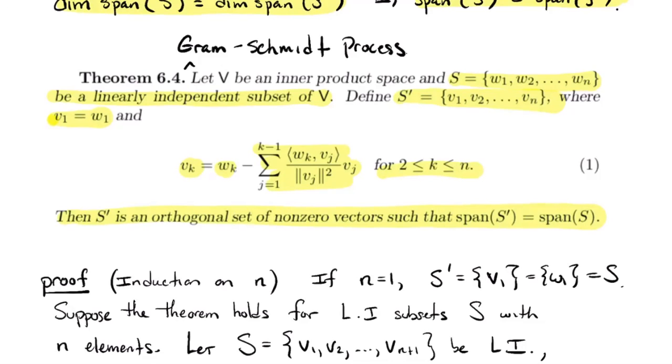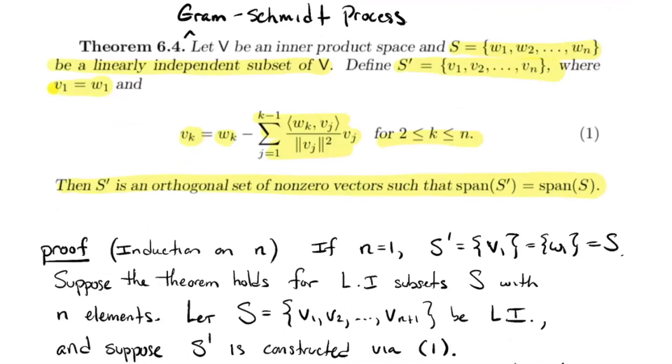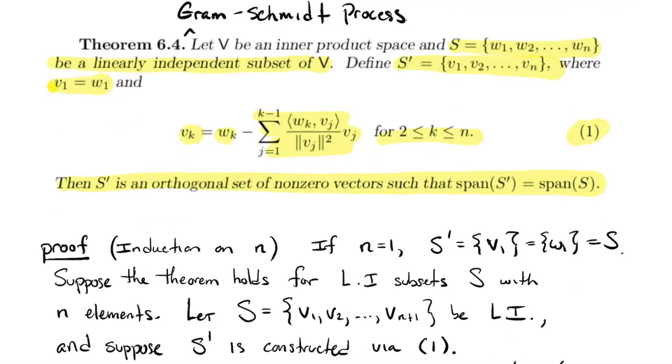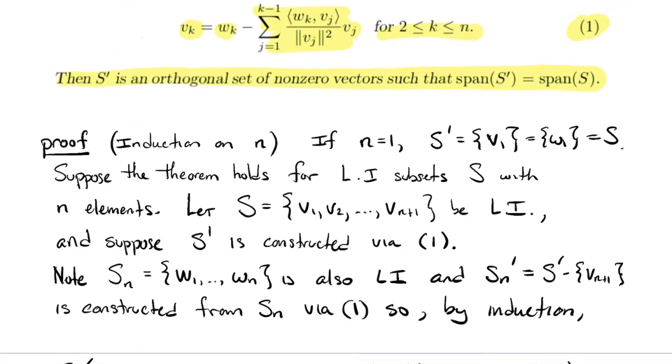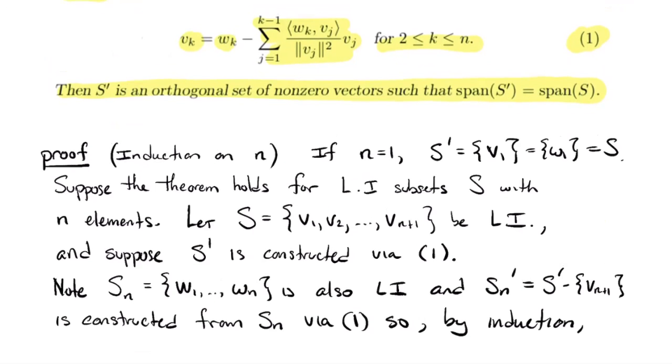Okay, let's take a look at the proof of it. You're going to want to write down this equation 1. I'm going to be referring to it heavily in the proof, but we won't be able to see it very long. So we're going to proceed by induction on the number of elements in the set S. Okay, so if S only has one element, then we just take S prime to be that same element. It's orthogonal trivially, vacuously, and clearly has the same span. So the base case is just kind of trivial.